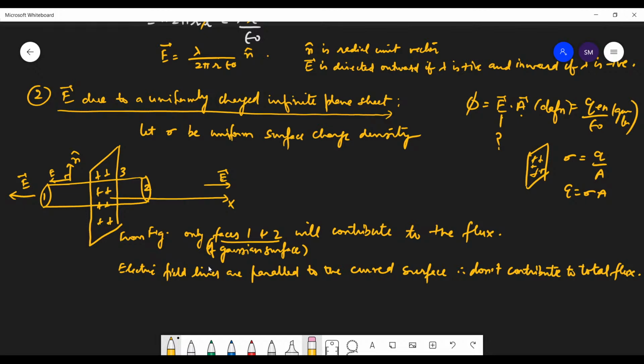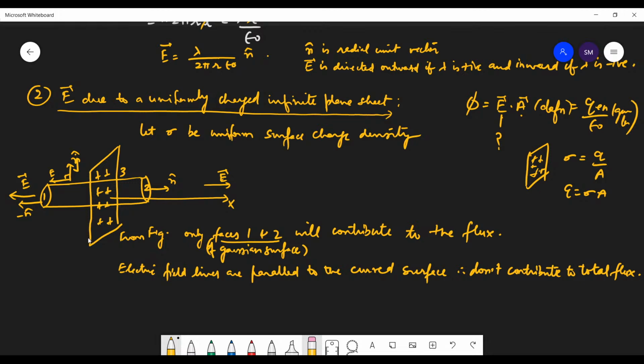Now the unit vector normal to the surface here, what is the direction of this surface? N cap in this direction, and minus n cap in this direction. Don't take it as n cap only, you can take it as j cap or any direction, because this is n cap in the positive x direction and minus n cap in the negative x direction.